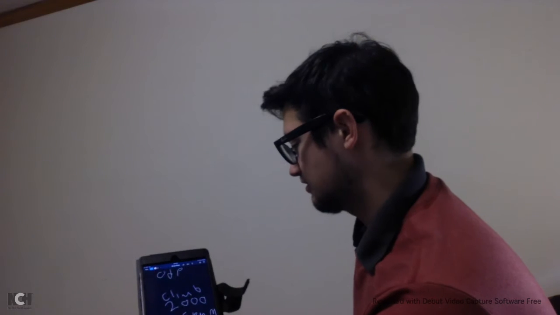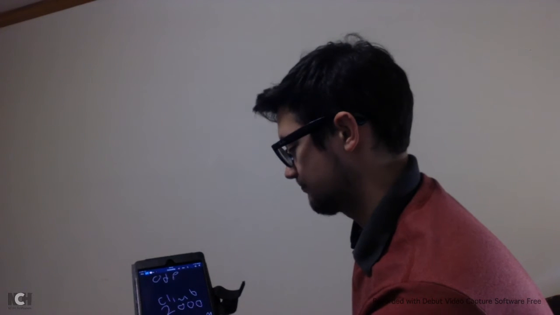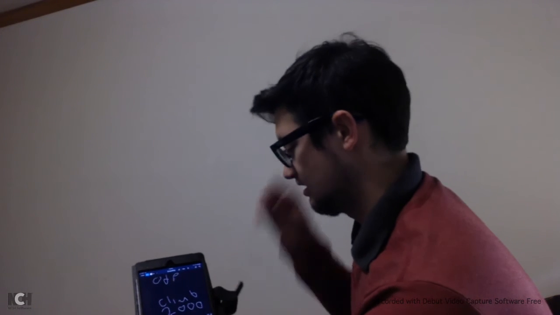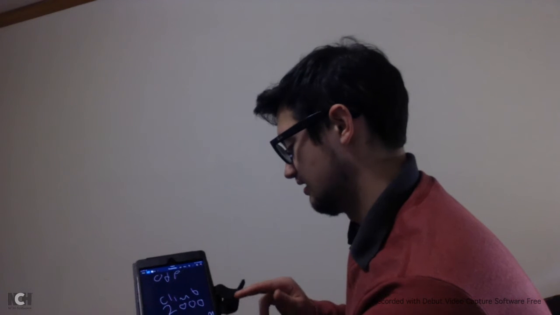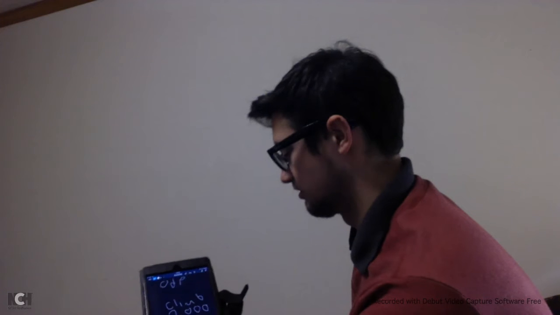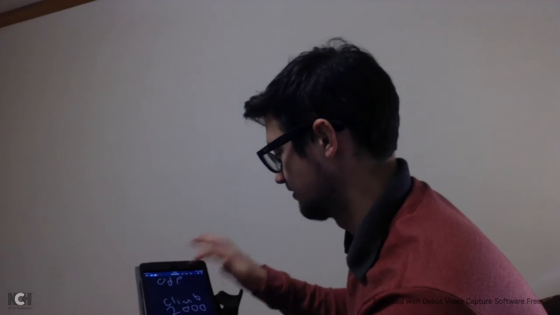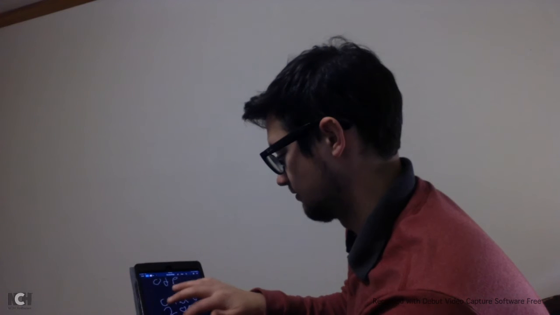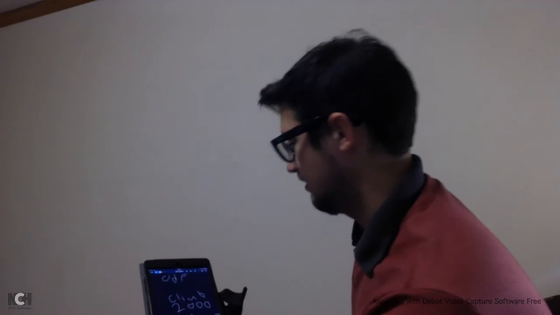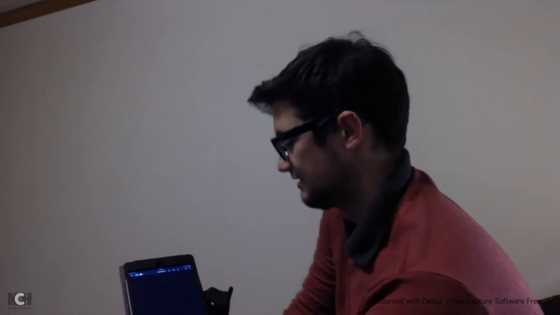So before you can turn anywhere, you have to climb to 2,000 and maintain a climb rate of 300 feet per nautical mile. Got a few zeros there, didn't I? 300.